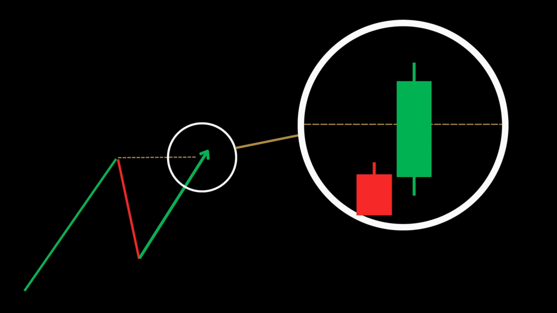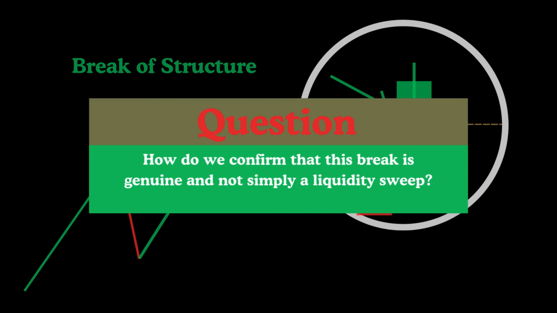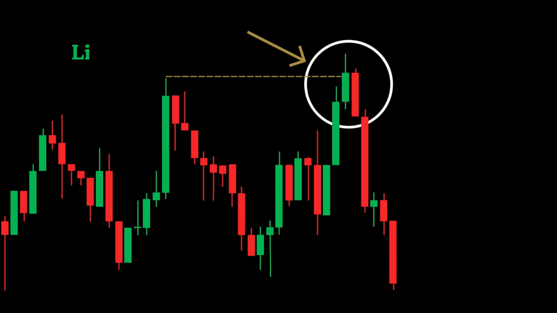So, how does a breakout actually happen? A breakout takes place when a candlestick's body decisively moves beyond the previous market structure. This means if the price closes noticeably, by a few pips, above the prior level, it qualifies as what we refer to as a break of structure. But here's a key point: how do we confirm that this break is genuine and not simply a liquidity sweep? In the event of a fake out or liquidity sweep, the price quickly returns back within the previous range. So, let's elevate our concept.